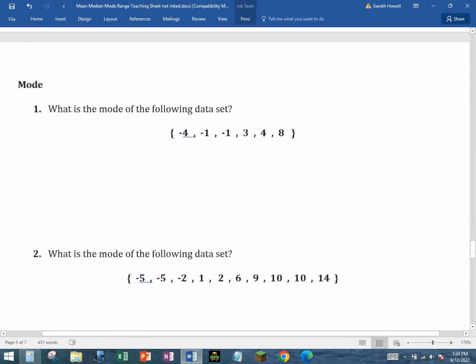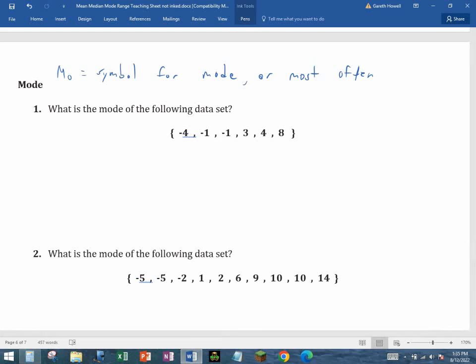We just have 2 things left, mode and range. Mode is fairly easy. We use the symbol MO, and this is the symbol for mode. What the mode is, is the number that's shown the most often in a data set.